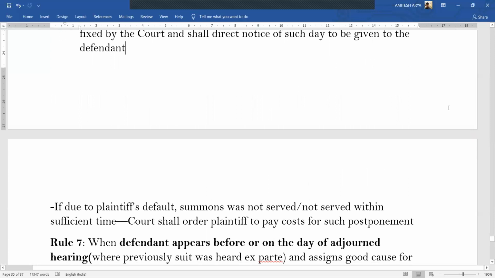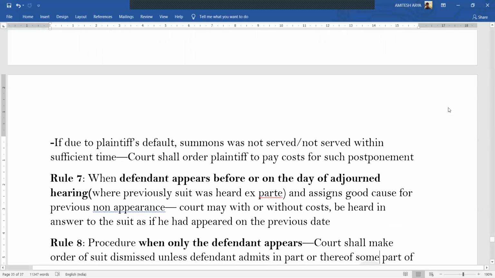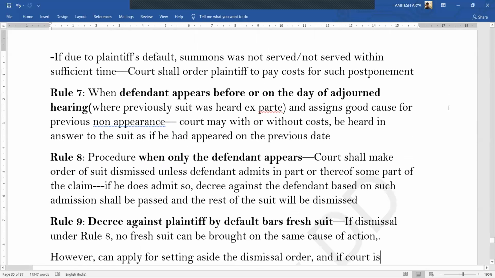Now, if it was because of the plaintiff's default that the summons was not served within the particular time, or was not served within sufficient time, the court can order the plaintiff to pay costs for such postponement. Now, rule 7 provides that if the plaintiff appears on or before the date of the adjourned hearing, where previously the suit was heard ex parte, and tells the court that there was such and such reason why he could not appear previously, the court may, with or without cause, hear him, and he will be heard as if he had appeared on the previous date.